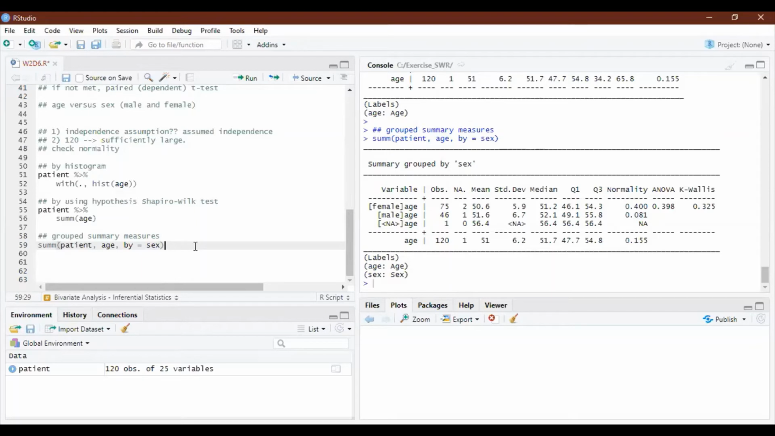Another way to visualize it is using the QQ plot, the quantile plot. You can do the same QQ plot. What we do is we will use the with command, and you have to put the data set patient, because in QQ plot there is no data set argument. So QQ plot and then age.